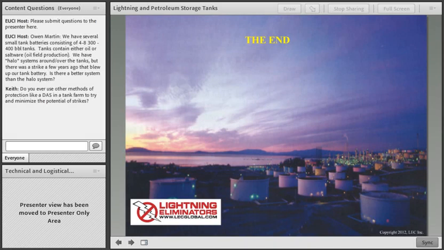I have noticed that a couple of questions have shown up on the side here, so I would like to now address some of these questions. The first question: we have several small tank batteries consisting of 4 to 8 300 to 400 barrel tanks. Tanks contain either oil or saltwater, in other words, oil field production components. We have halo systems over the tanks, but there was a strike a few years ago that blew up our tank battery. Is there a better system than the halo system?